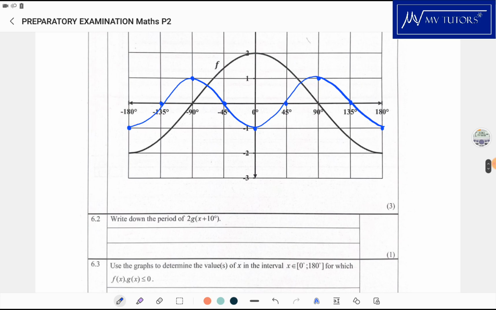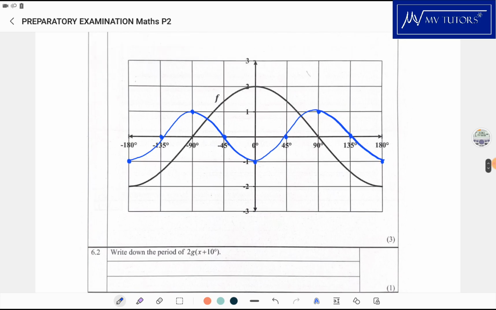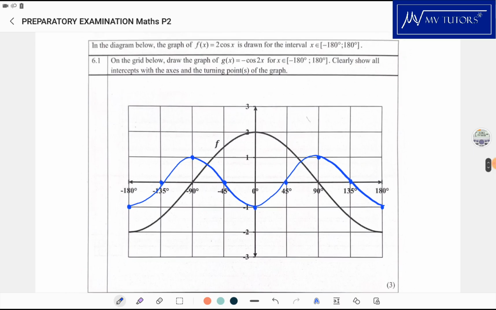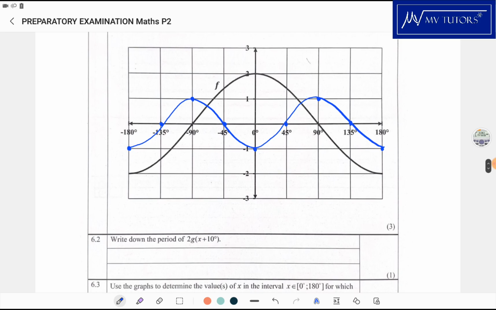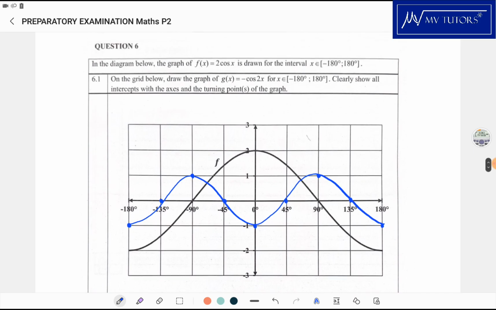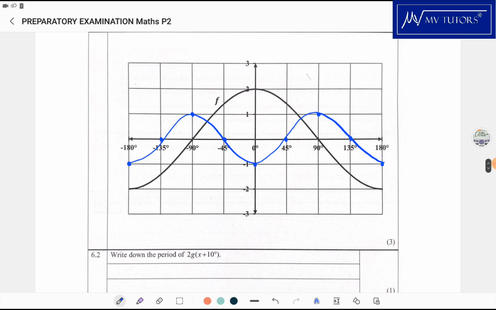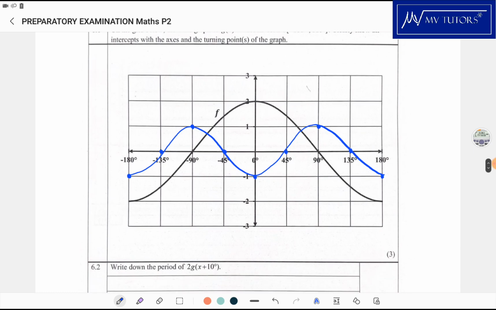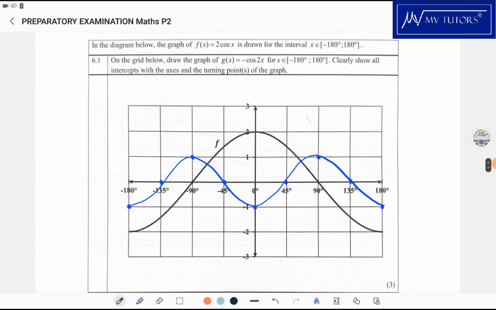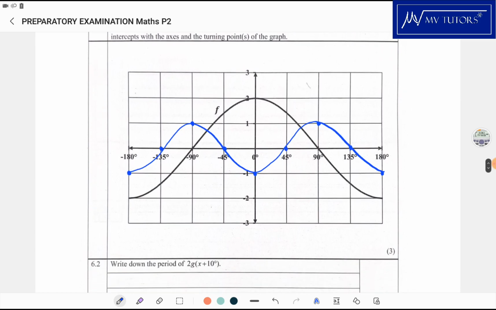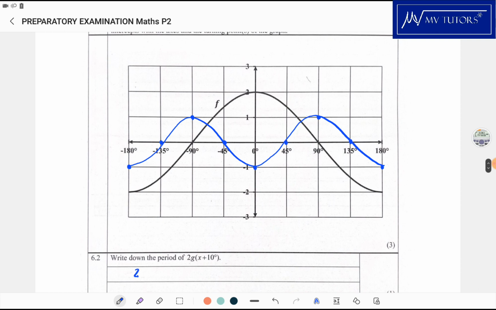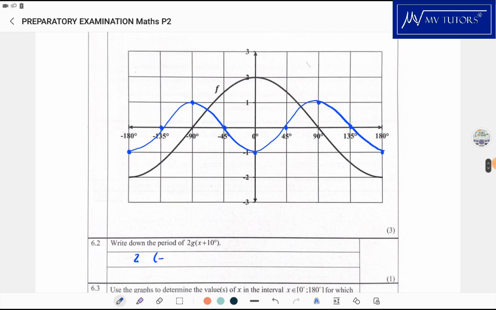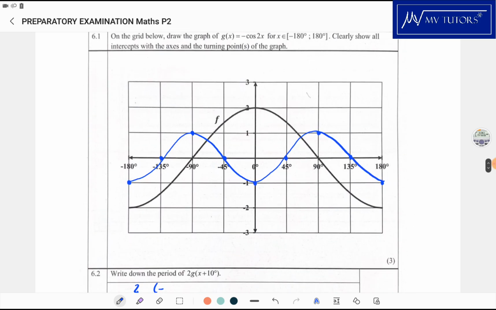Now it says write down the period of 2g of x plus 10. What's this now? 2 times g, and it has shifted 10 degrees to the left. Okay, let me just write this down for myself. So 2, and then g is negative cos 2x, and it's only 1 mark, but I just want to write it down.